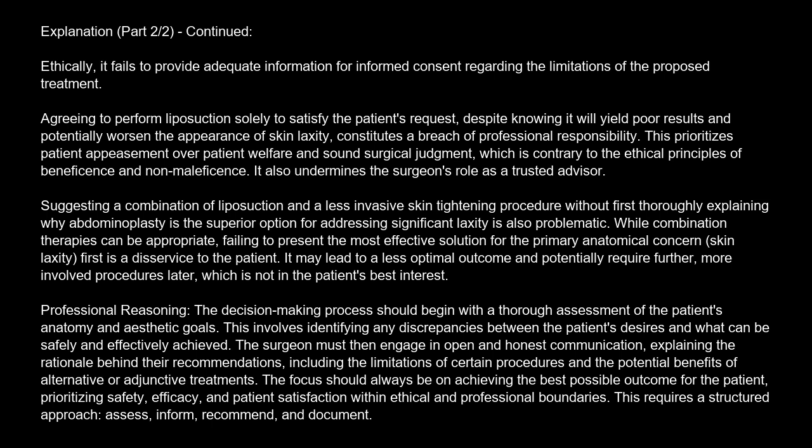Professional reasoning. The decision-making process should begin with a thorough assessment of the patient's anatomy and aesthetic goals. This involves identifying any discrepancies between the patient's desires and what can be safely and effectively achieved. The surgeon must then engage in open and honest communication, explaining the rationale behind their recommendations, including the limitations of certain procedures and the potential benefits of alternative or adjunctive treatments. The focus should always be on achieving the best possible outcome for the patient, prioritizing safety, efficacy, and patient satisfaction within ethical and professional boundaries. This requires a structured approach. Assess, inform, recommend, and document.